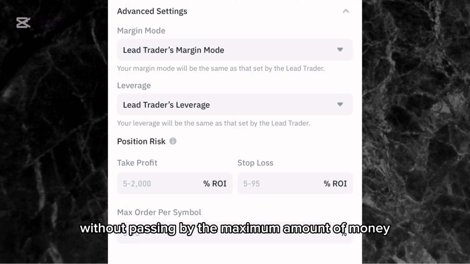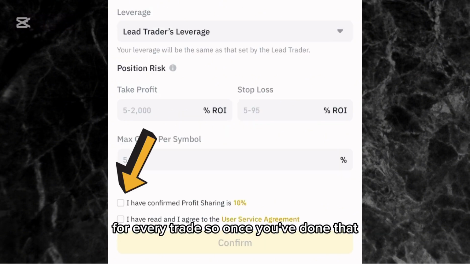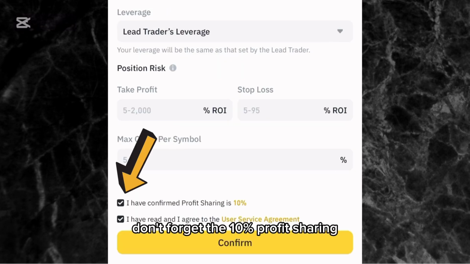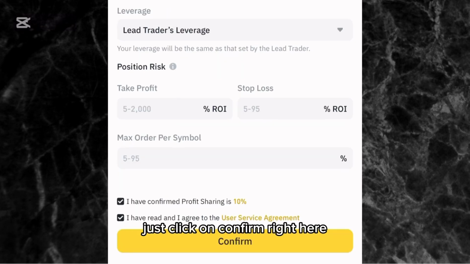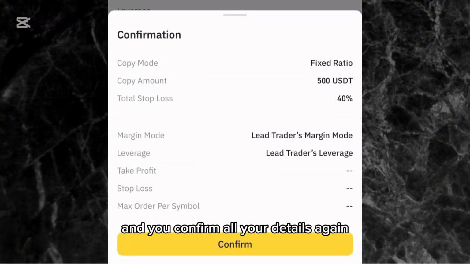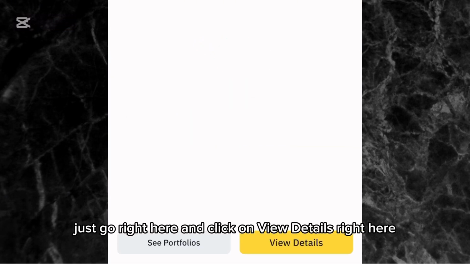And then maximum order per symbol is the maximum amount of money you want to use to follow the trader for every trade. So once you've done that, you click on these boxes right here. Don't forget the 10% profit sharing I explained earlier. Once you've done all of this, just click on confirm right here and you confirm all your details again, and then you click on confirm. So you can see copy trading successful. You have successfully copied the trader. Just come right here and click on view details.